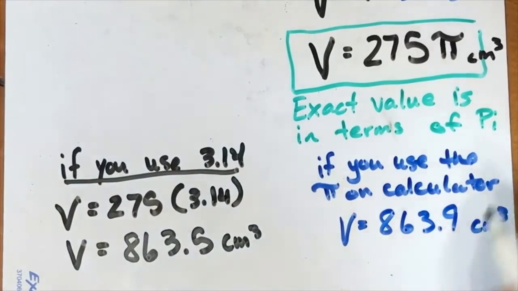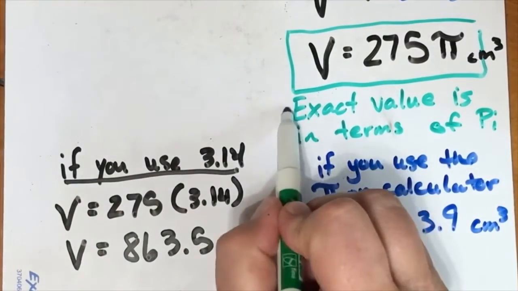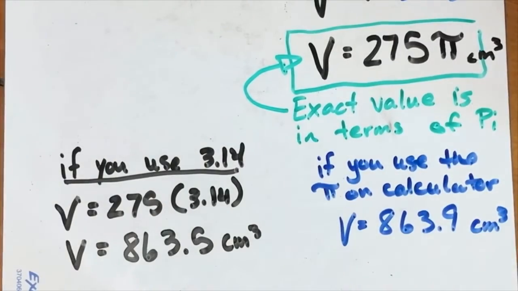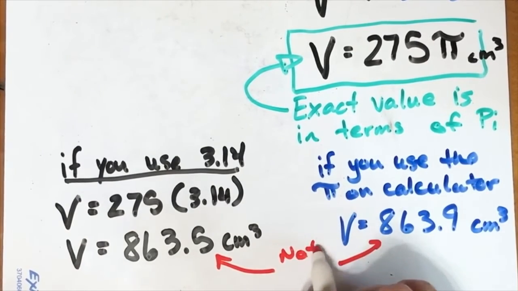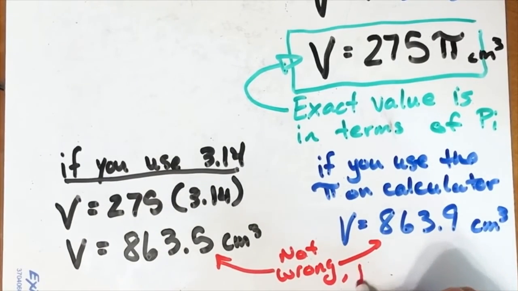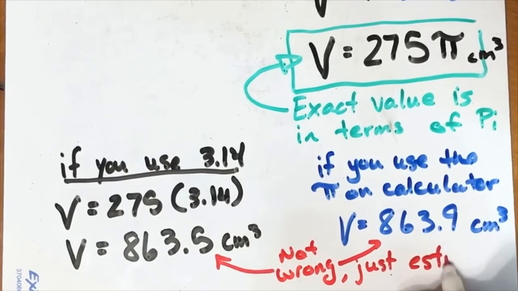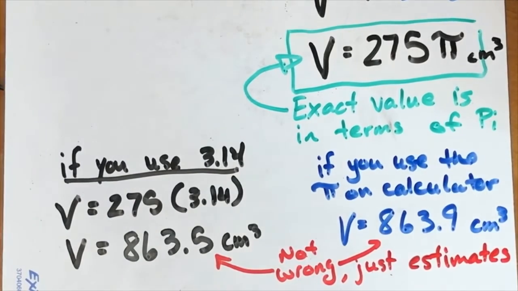So those are just estimates, both of them. They're not wrong. So don't go back and change your answer. The directions, it's just easier. You don't have to multiply out the pi. Super easy. Okay, so they're not wrong. They're just estimates. So any of those answers would be fine or correct with me. I just want you to know the difference.